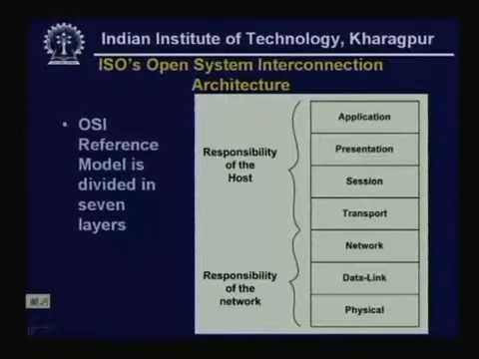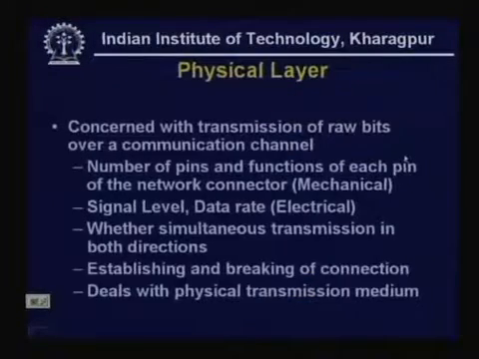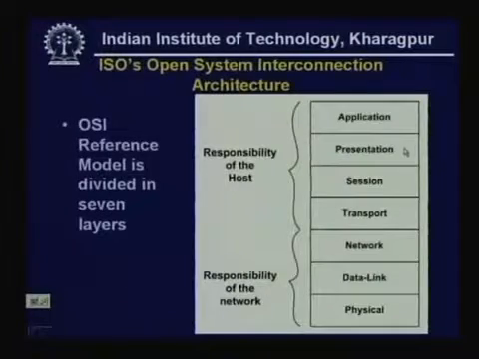The most popular layered architecture, the one most followed in data communication, is the International Standards Organization's Open System Interconnection architecture. It is known as the OSI reference model. As you can see, it has 7 layers: physical layer, data link layer, network layer, transport layer, session layer, presentation layer and application layer.